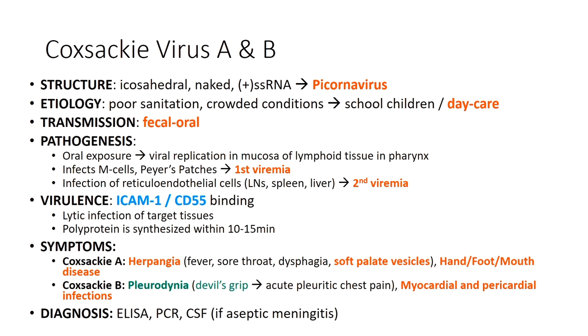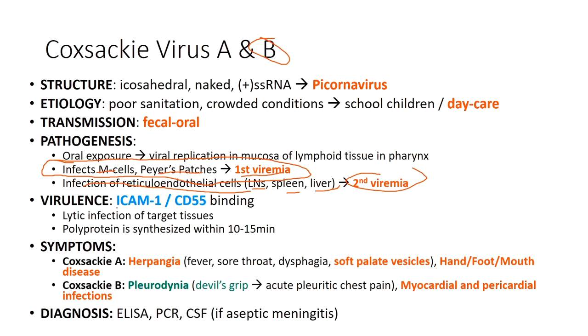And pathogenesis: it has oral exposure, obviously, and it invades lymph tissue and the pharynx, and it affects the M cells and the Peyer's patches. This is something very specific that they like asking about, as far as the pathogenesis of the GI tract infection and how it gets into the blood and system, especially for Coxsackie B. It's those M cells of your Peyer's patches, and that causes the first or primary viremia. Then it goes around in the blood and can infect reticuloendothelial cells in the lymph nodes, spleen, liver, and stuff like that, and once it infects those and spreads again, it can cause a secondary viremia.